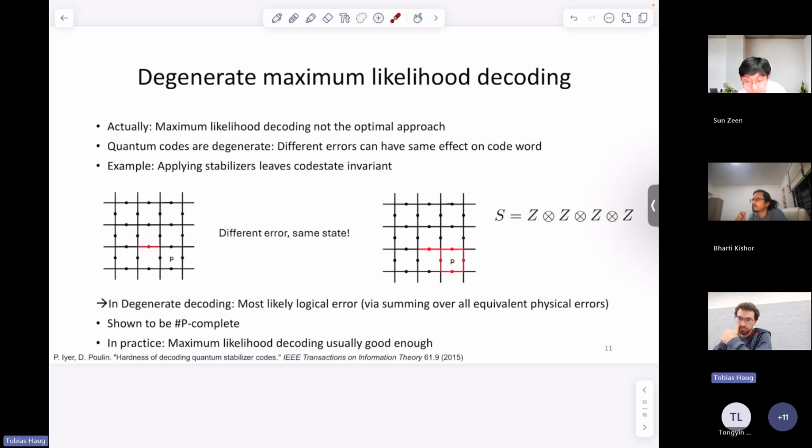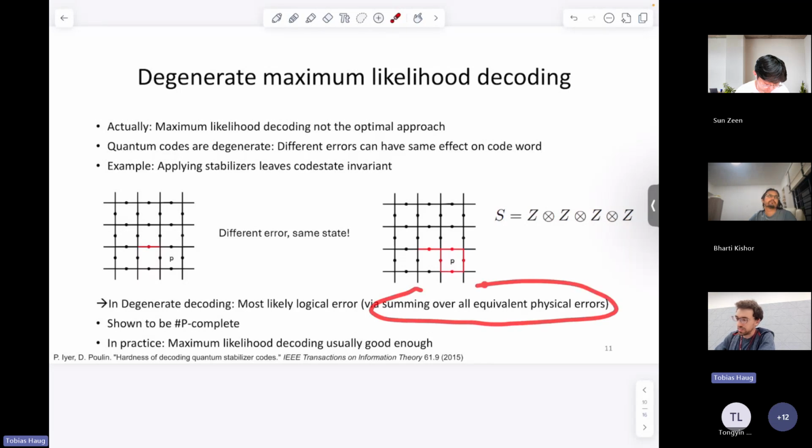So now, if you want to do maximum likelihood decoding properly, basically finding the most likely error, it's not enough to just take the error of one error configuration. You also have to compute the probabilities for all possible logically equivalent errors that have the same effect on the code. If you want to figure out what error is the most likely actual logical error, that's the only thing that's invariant. You have to start summing over all equivalent physical errors, basically this error plus all its stabilizer equivalent forms, where you add different stabilizers onto it.